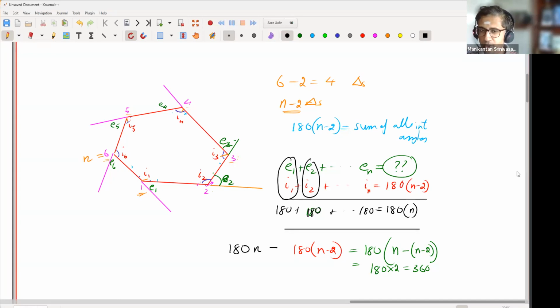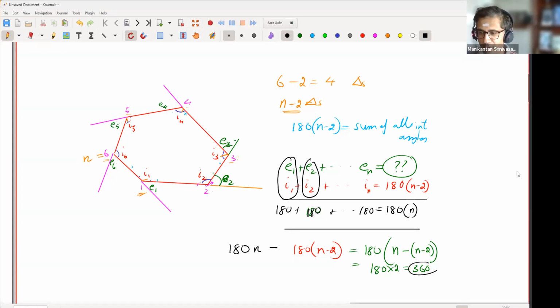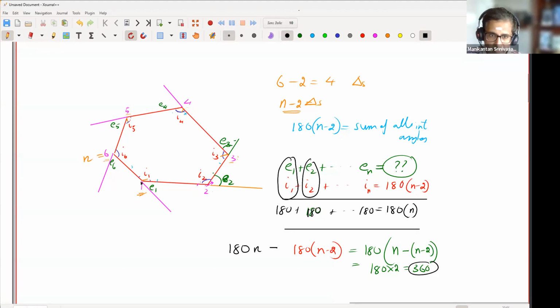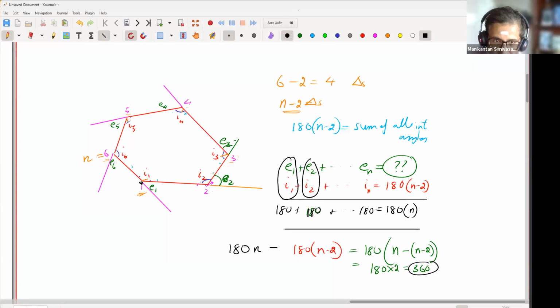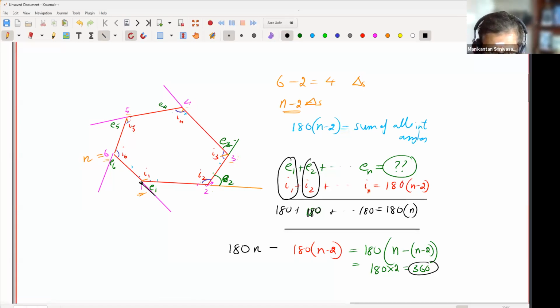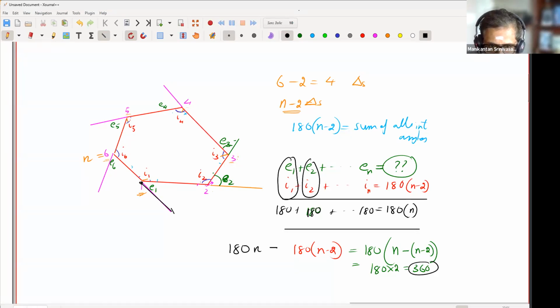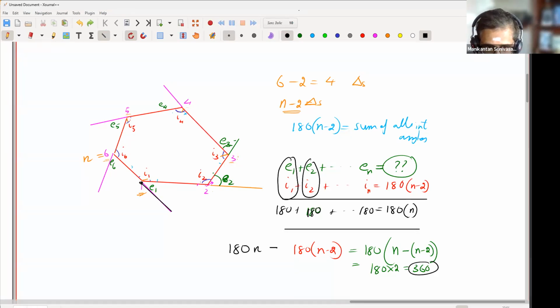Any other way, Sukrit, you can explain why the sum of all the exterior angles is 360? Sir, it's a whole circle, so it will be 360. Excellent. What he is saying is, let's say I start from this vertex 1, and I'm looking at an arrow that is tilted. Let's say initially it's at this location.